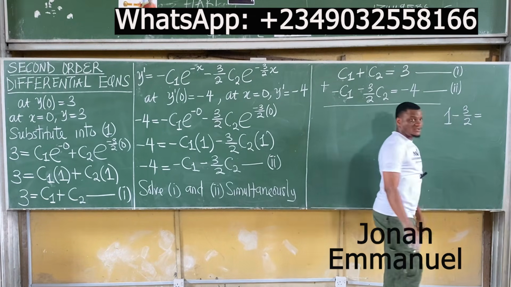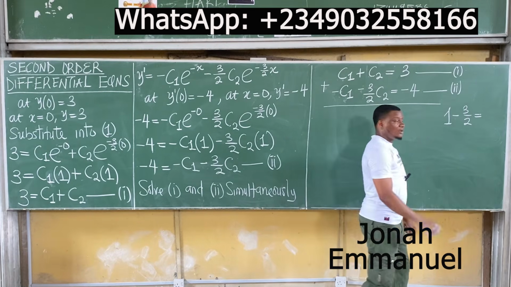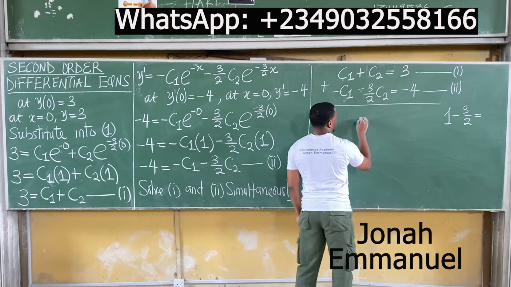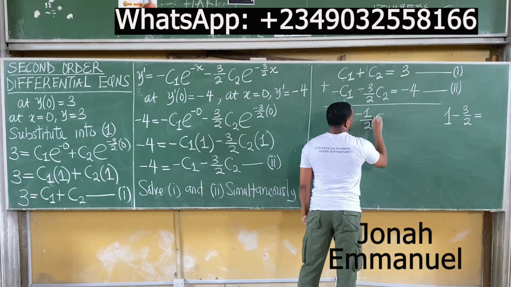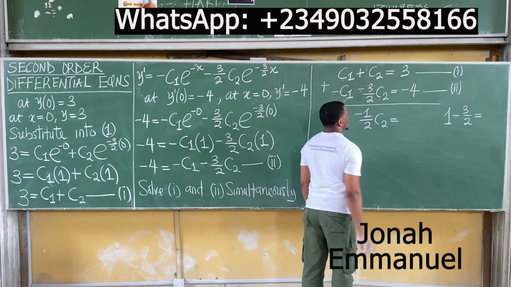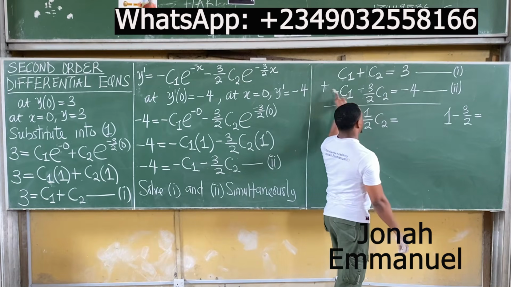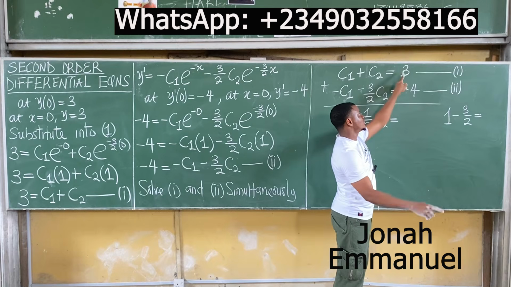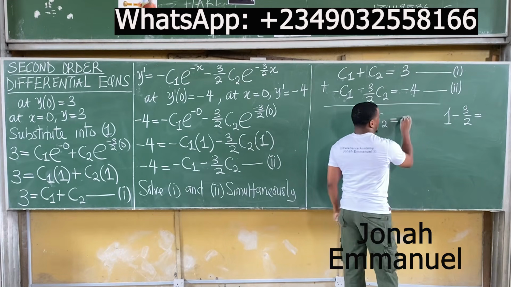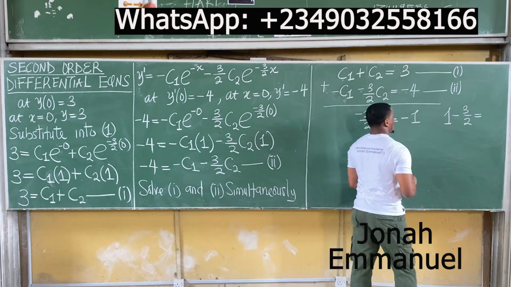What do you have here? Punch this, what do you have? Minus 1 over 2. So what I have there becomes minus 1 over 2 C2 is equal to 4. This becomes 3 plus minus 4. Plus minus is minus. So 3 minus 4 gives you what there? Minus 1. So we have this.